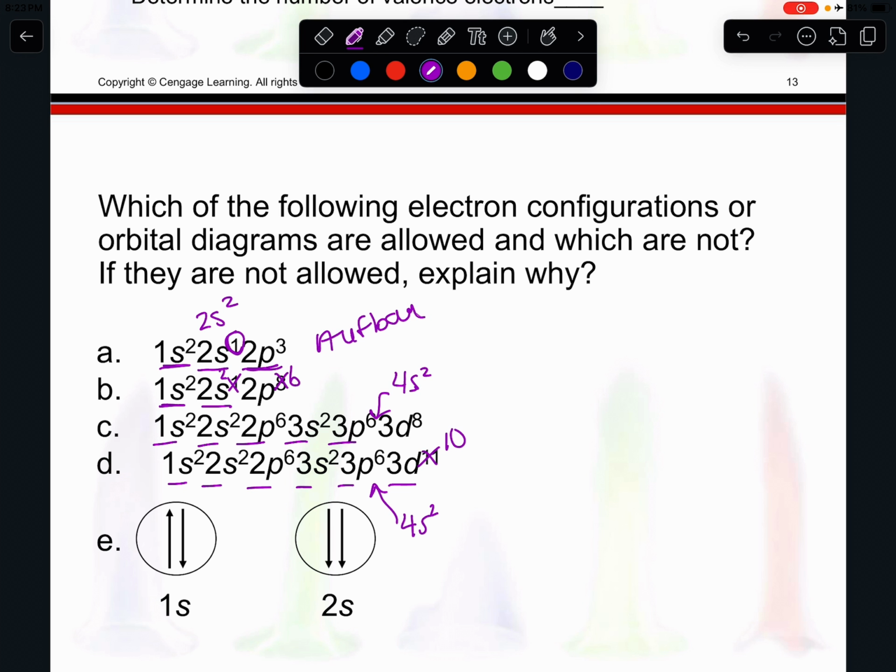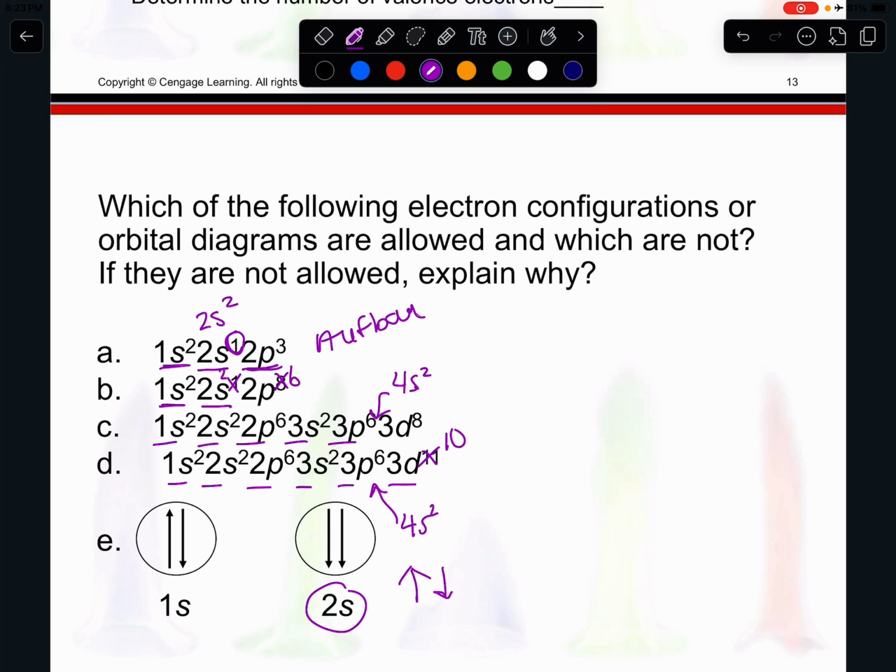And then letter E, hopefully you can clearly see this one. The 2s is a violation of the Pauli exclusion principle. It should have an arrow up and an arrow down. And remember, circles work. A lot of times people will do squares as orbitals. Sometimes you will see circles with X's. There are so many different ways to represent orbital diagrams.